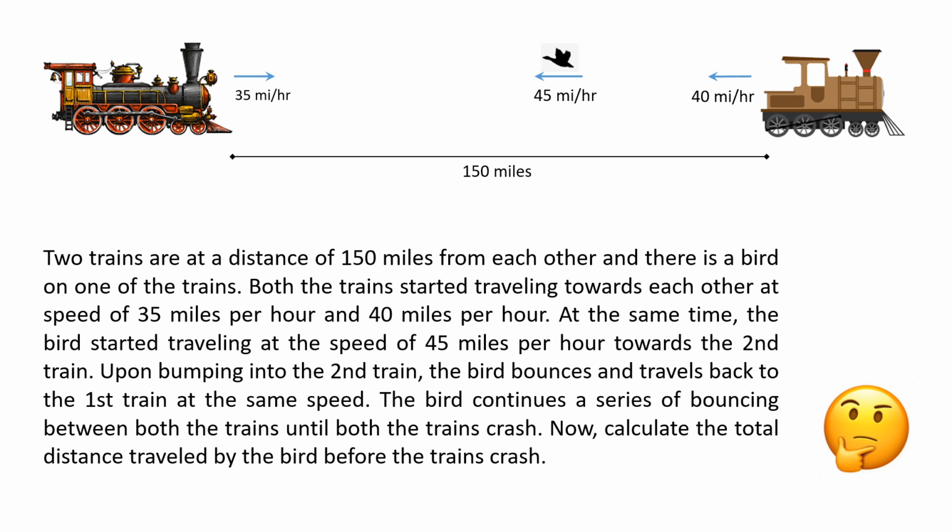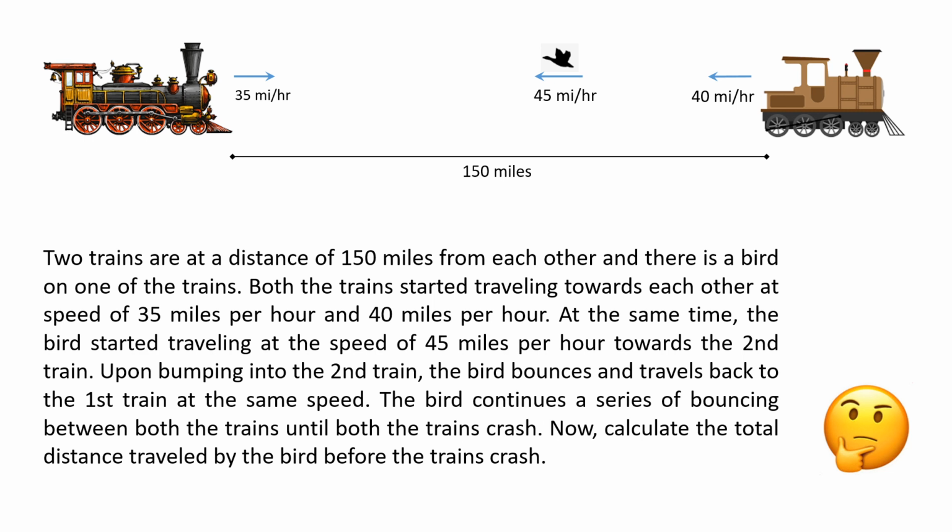The first train is moving at a speed of 35 miles per hour and the second train is moving at a speed of 40 miles per hour. In between the two there is a bird which is flying at a speed of 45 miles per hour from the first train towards the second train.